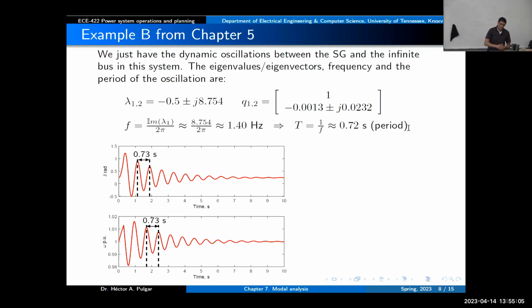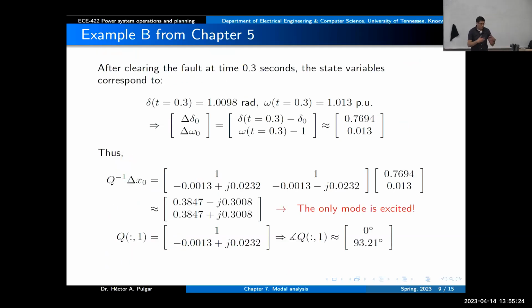When we did the time domain simulation in chapter 6, this is what we obtained when we clear a fault at the terminal of the generator after 0.3 seconds. And as you can see, the period of the oscillation is pretty close to what the modal analysis is telling us. In this example, we also discuss the excitation and the mode shape. But mode shape will be more meaningful when you have multiple machines. In this case, we did it just for completeness.